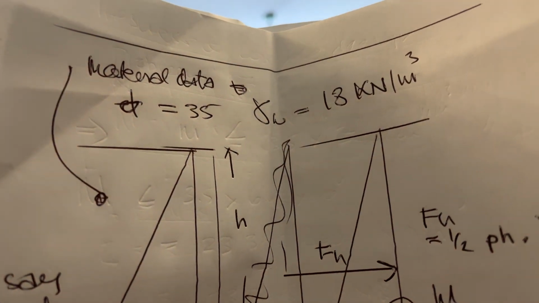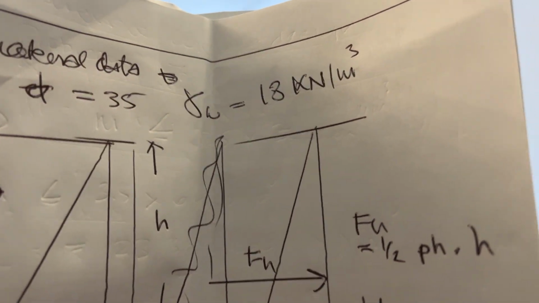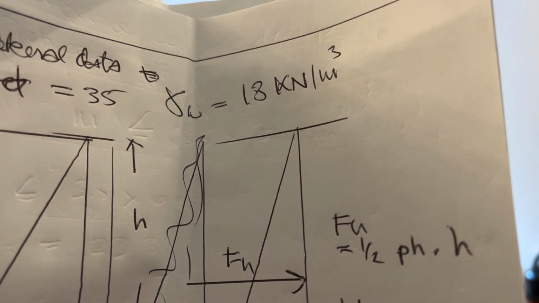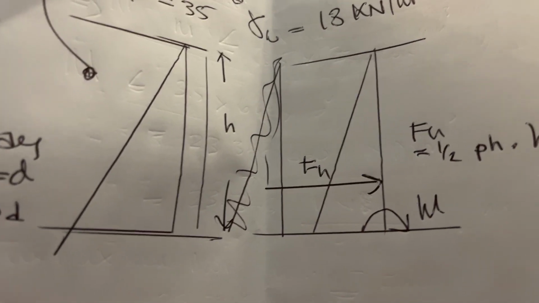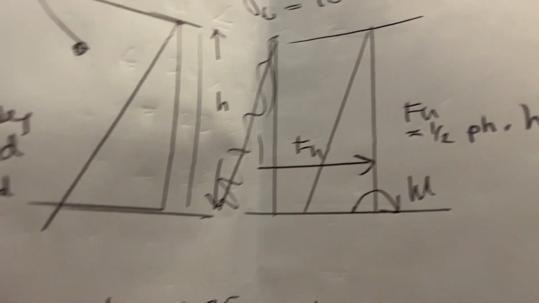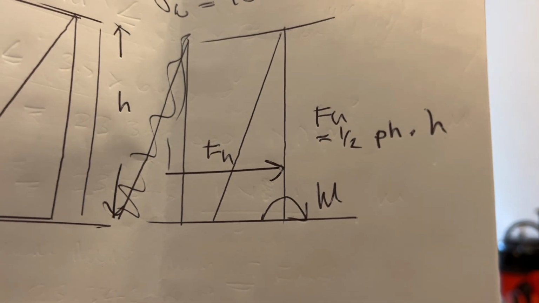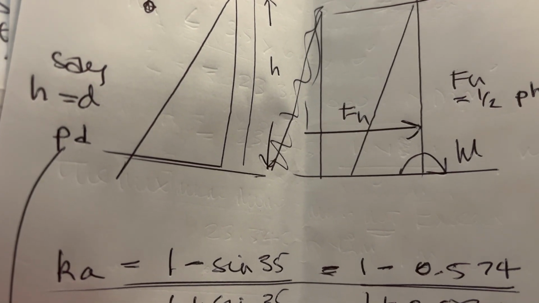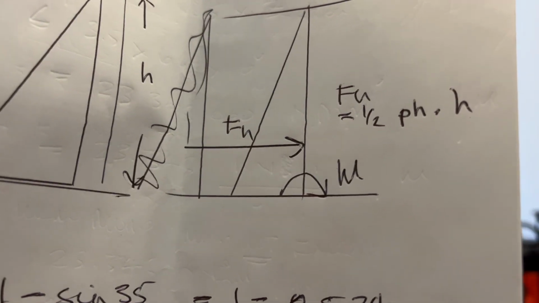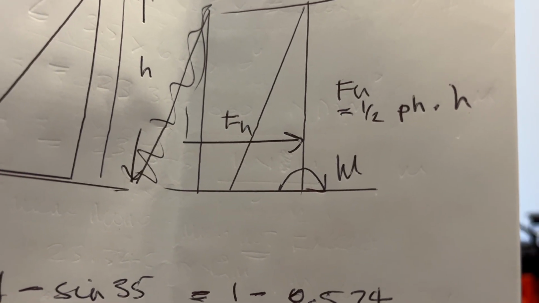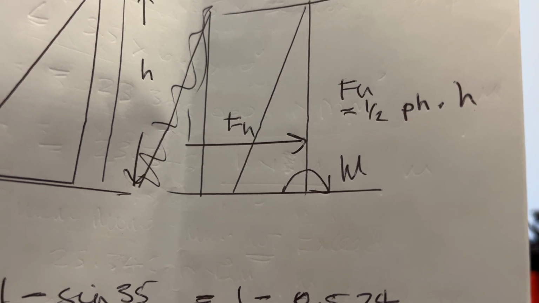So let's say H equals D. Material data, phi equals 35. Gamma unit weight is 18 kilonewton per meter cube. H of the wall, H equals D. And then FH is at 1/3. And FH equals half times pressure at H times H.